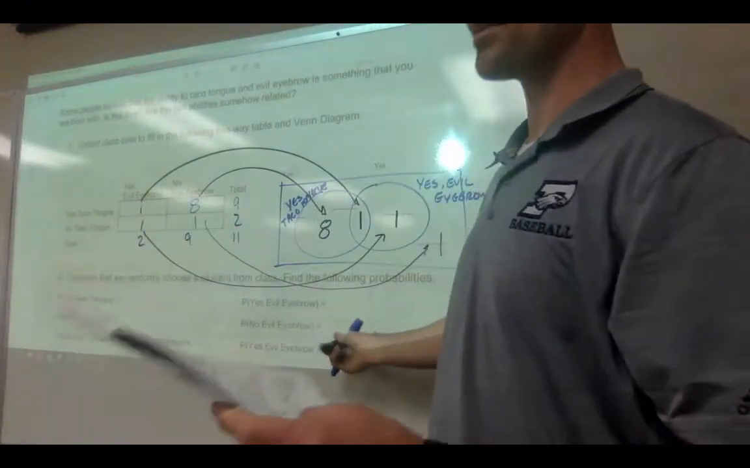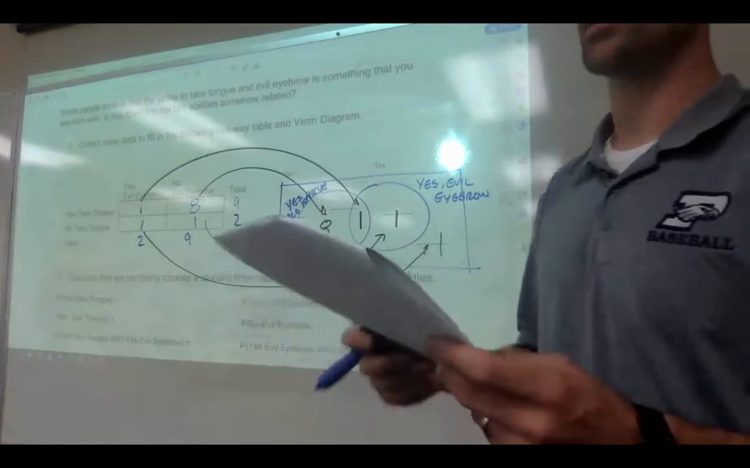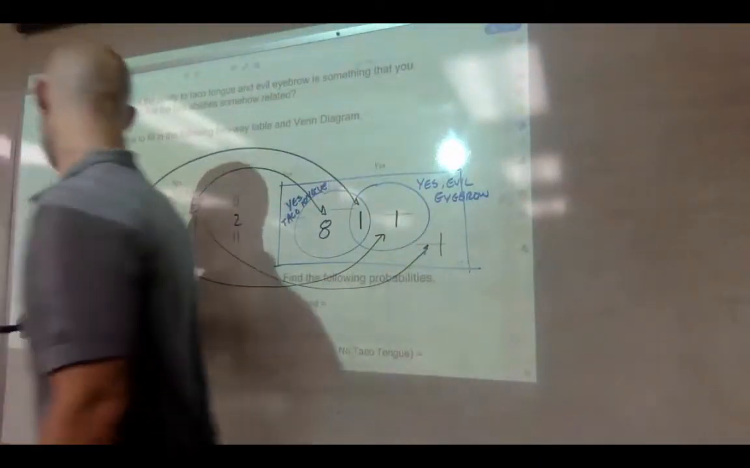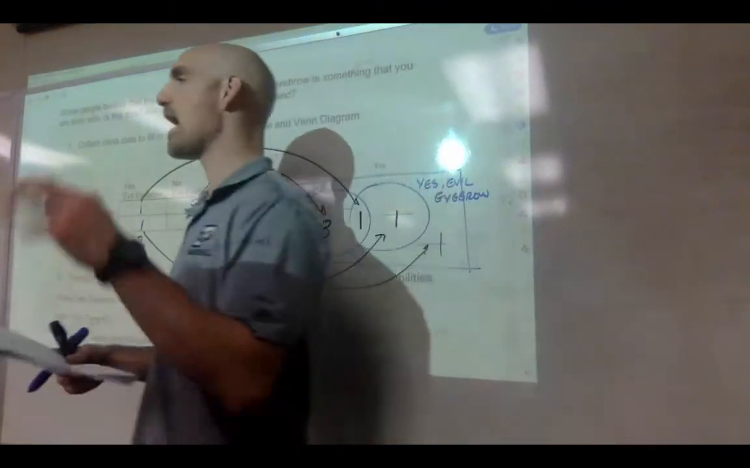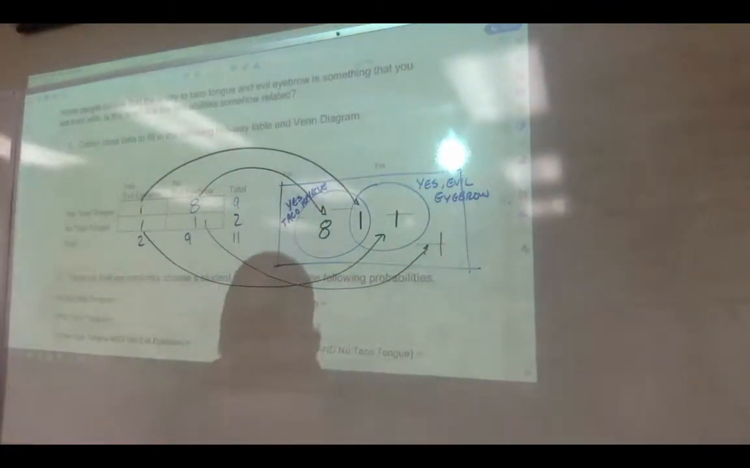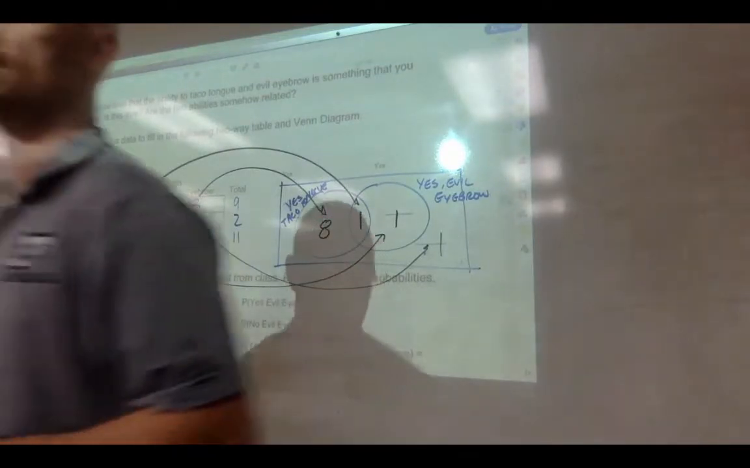I want you to pop down here and with your groups start to talk about number 2. So talk about what it means. For example, probability, yes, taco tongue. Make it a probability, so I want you to list it as a fraction. Fill in number 2 with your groups. We're going to check in just a minute.